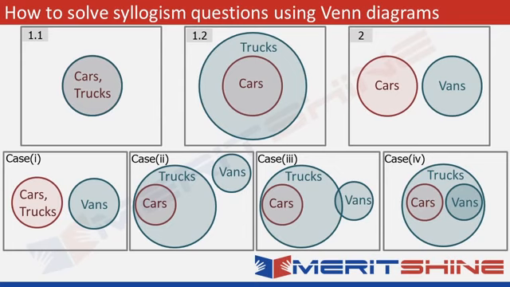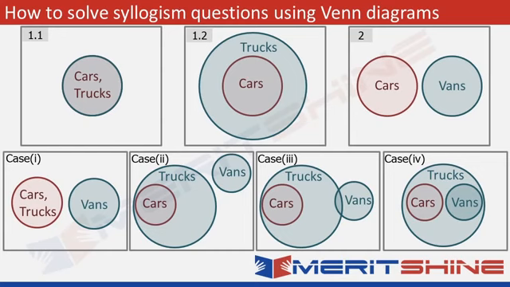Now you need to understand this. The two statements that were given to us in the question give rise to these 4 possibilities. The 4 cases. Case 1 where cars and trucks are the same and vans are different. There is no overlap. Case 2 where cars are contained within trucks and there is no intersection of vans either with cars or with trucks.